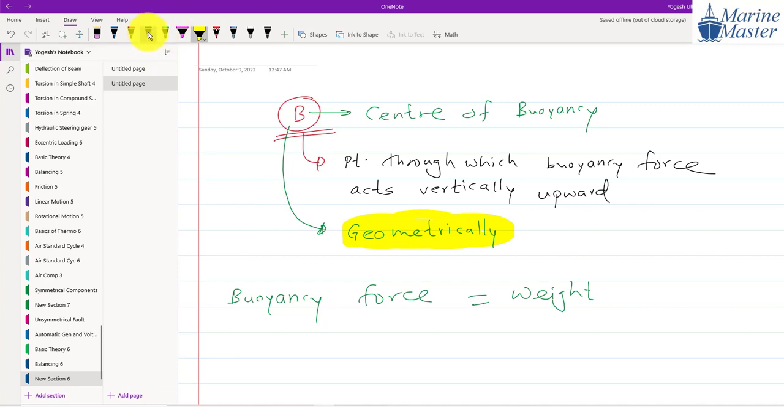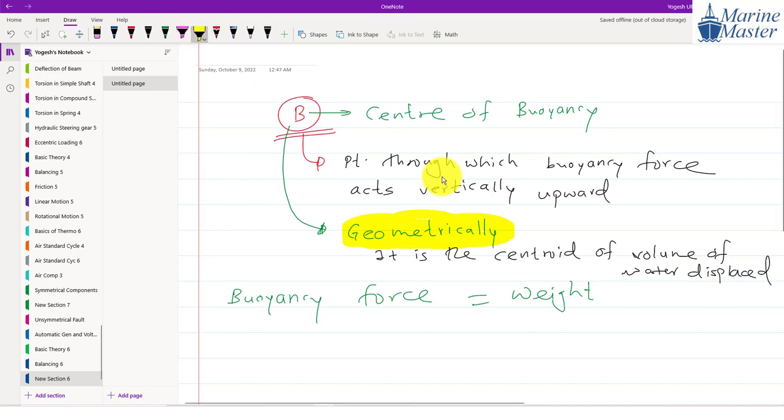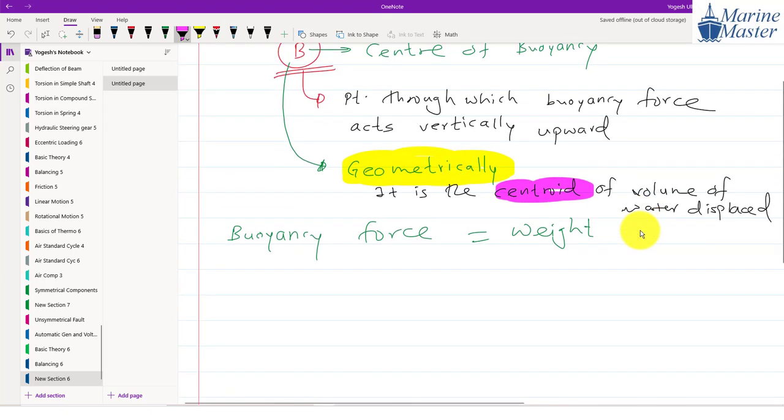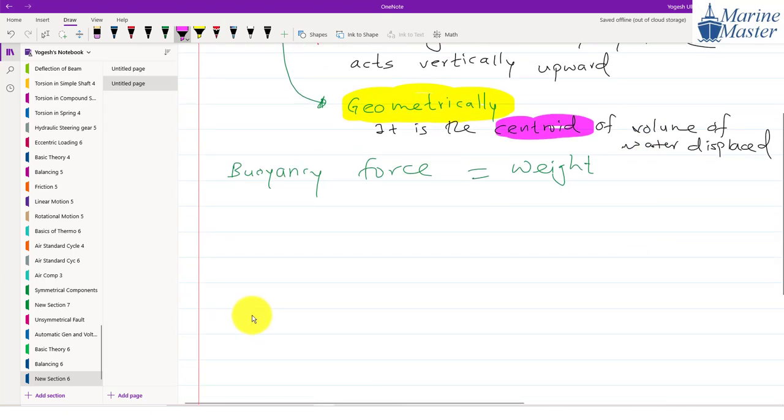Correct. What is the geometrical meaning of the center of buoyancy? It is the centroid of water displaced. It is the centroid of the volume of water displaced, guys. That is the meaning that we studied in our last lecture. Centroid of what? Centroid of volume of water displaced, guys.